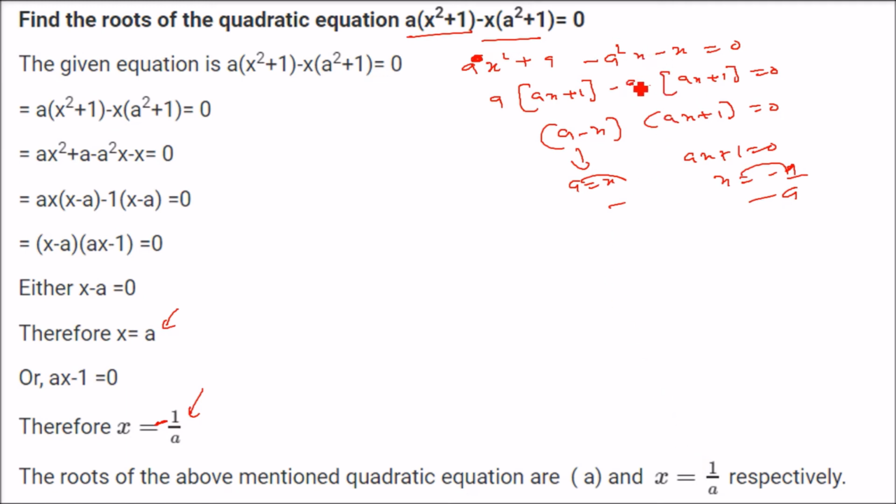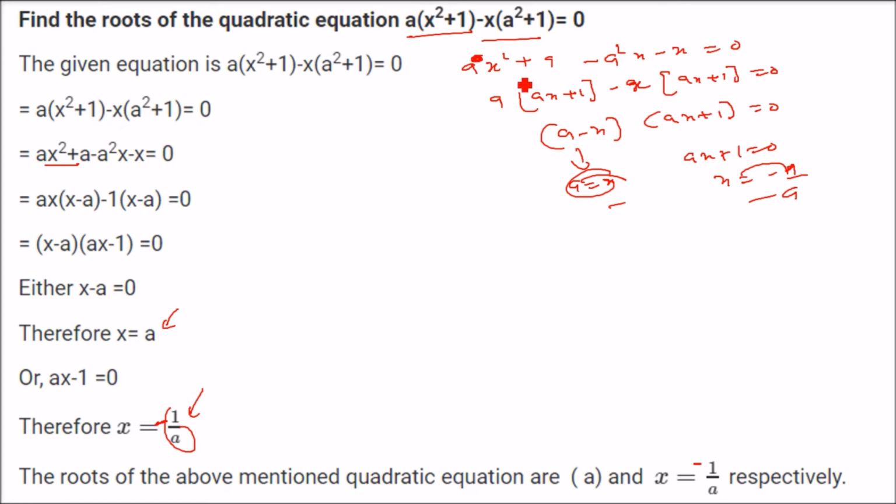If you take ax minus 1, and if I take minus x, it will be ax plus 1, and this will be a minus x. So x equal to a and x equal to minus 1 by a is the solution. Even if you do it like this or this, it is going to be the same.